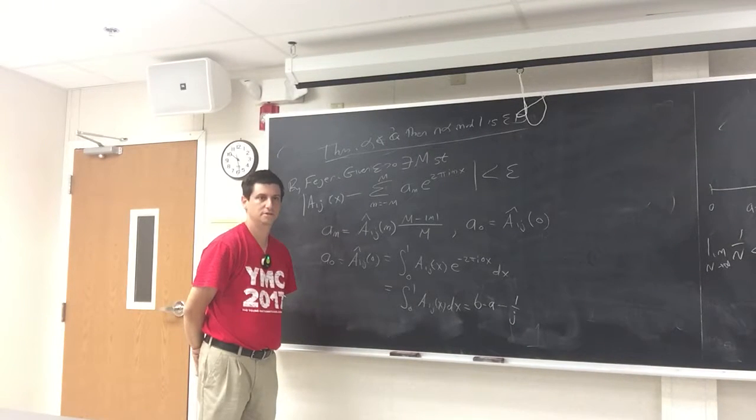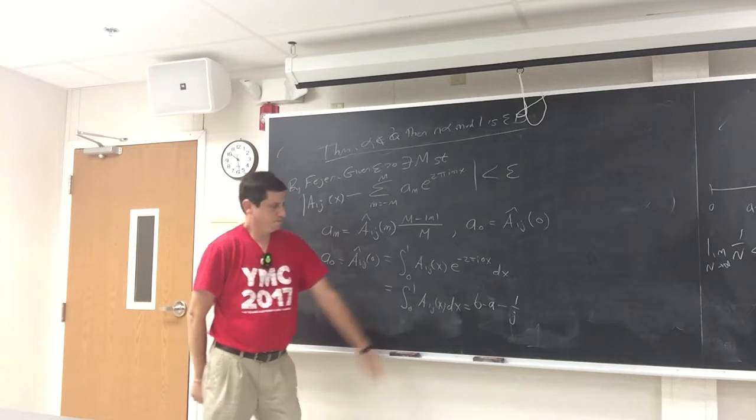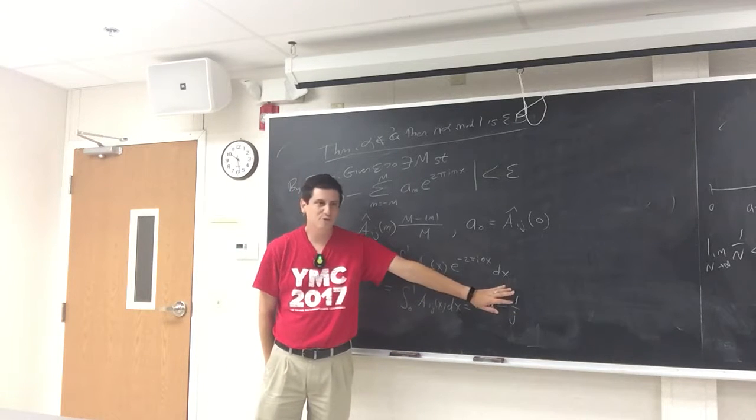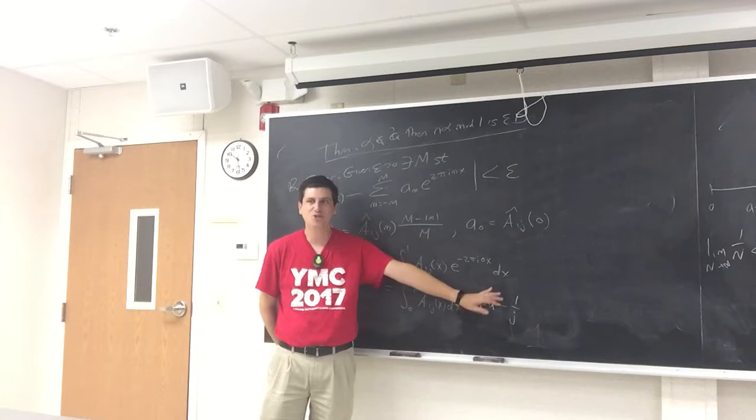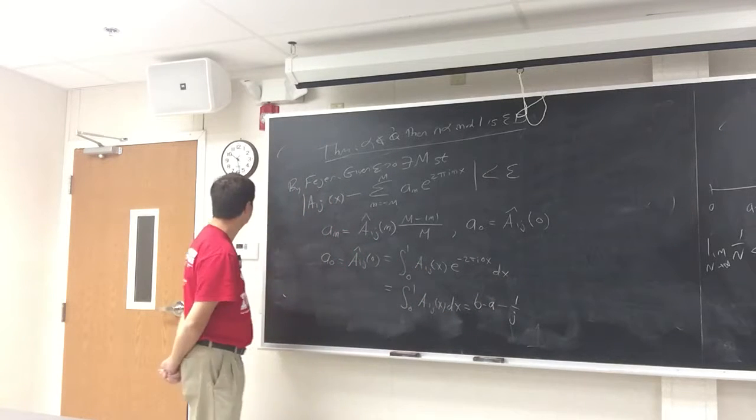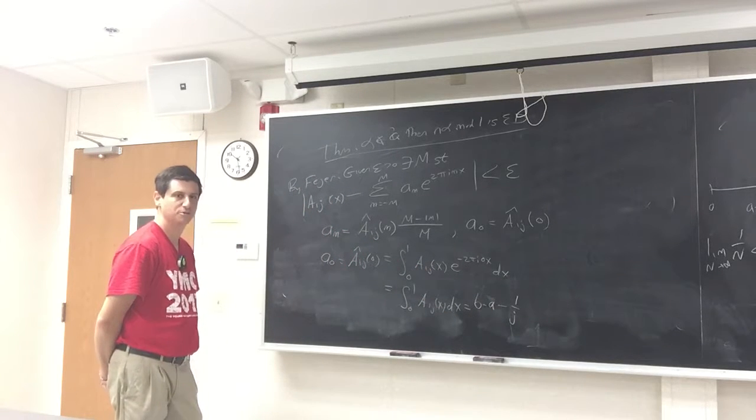Yes? Even if it's a 2 over j or 1 over 2j, it's not going to matter. It's something that's going to go to 0 with j. I think we actually did the calculation correctly, but I'm not too concerned.